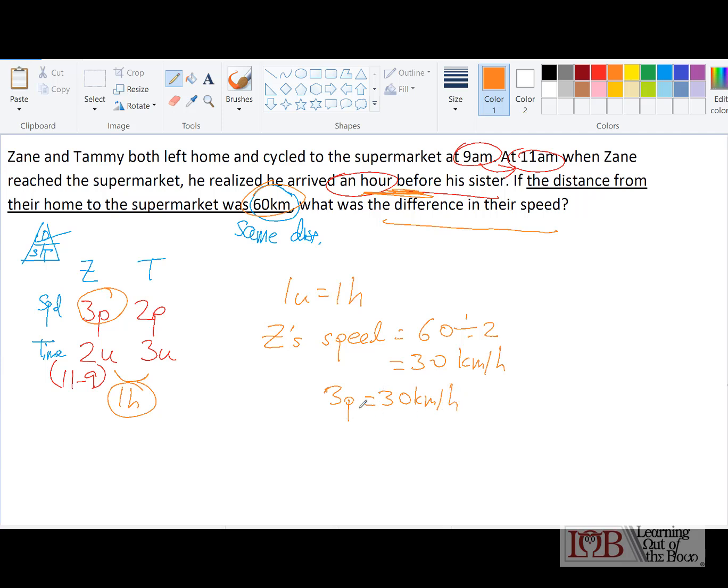So you want to find the difference, you just need to find 1p. There's no need to find 2p and then you minus off. Always go for the faster way because time is really a rare resource in exam. Yeah, so you better work fast. So 1p is equals to 10 km per hour.